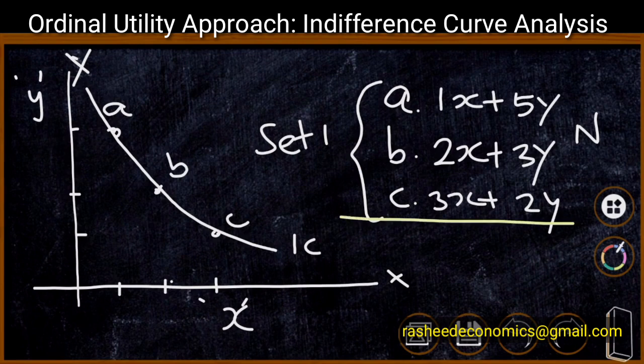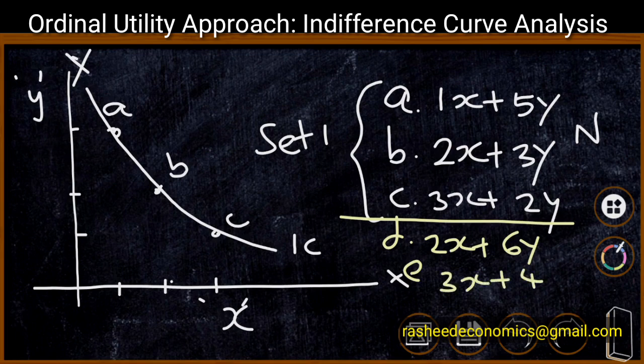Now we are going to plot another set, that is point D. It provides 2x plus 6y, which contains more x and more y than set 1. And second point 3x plus 4y, and similarly for third point 4x plus 3y. Here also all these points D, E and F provides the consumer another level of satisfaction, that is M.